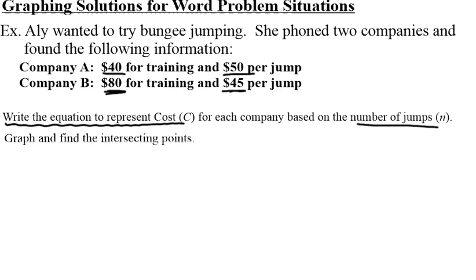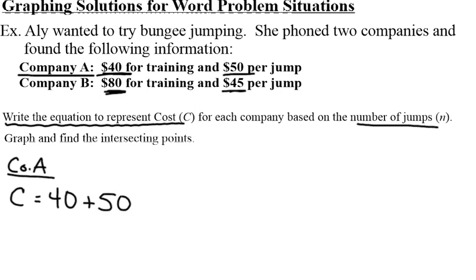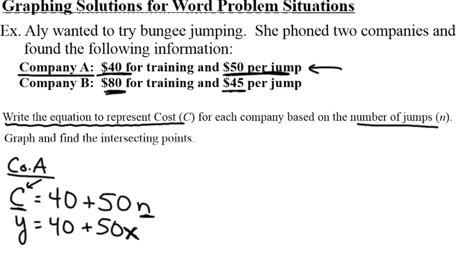So what's company A going to be? Company A, what's the cost? The cost is $40 for training up front once, plus we're going to pay $50 for every jump. So what we're really looking at here, y equals 40 plus 50x. Even though we're using different variables, remember, independent variables are x. What could change in this situation? How many jumps they take. That's independent, but cost is dependent on that. So our y and our x.